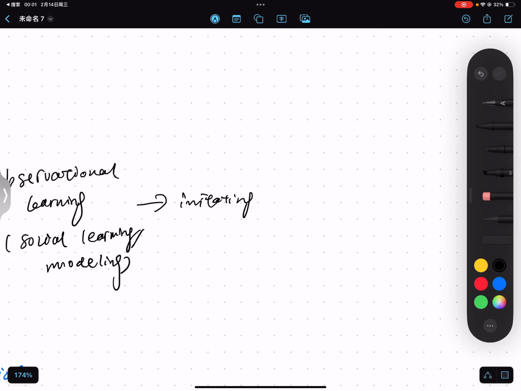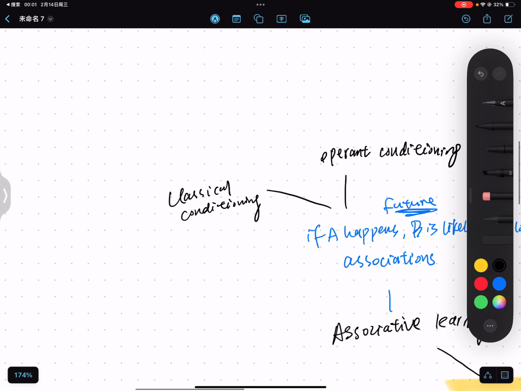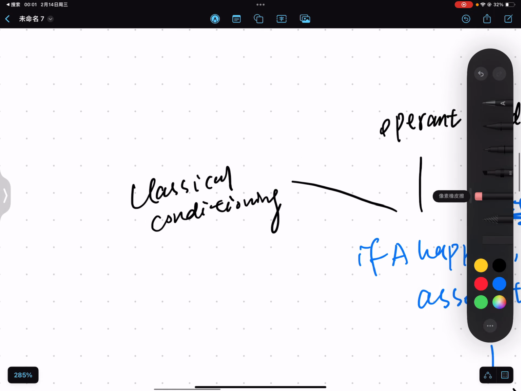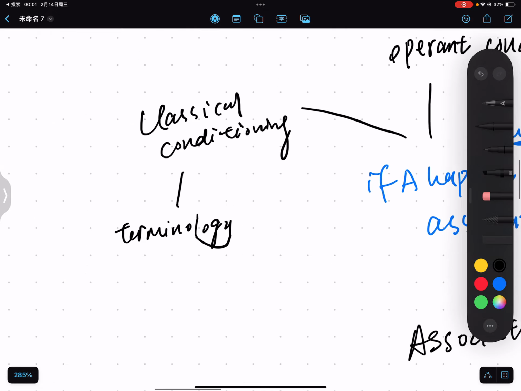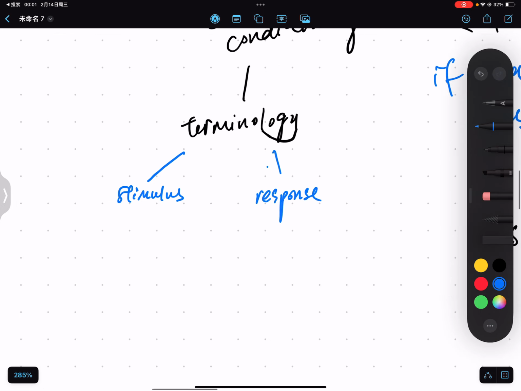Okay, so we move to each part. First, we move to associative learning, classical conditioning. I will first introduce some concepts and terminology. We have stimulus and response, and each is divided into conditioned and unconditioned.